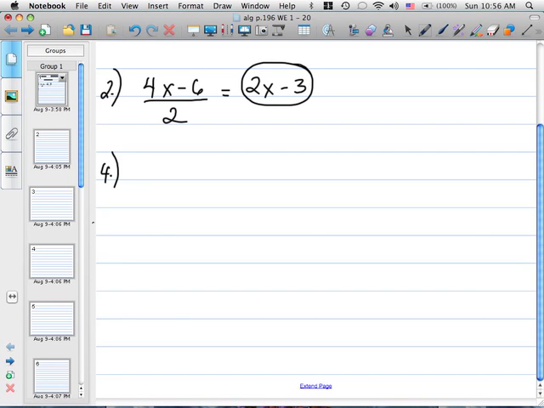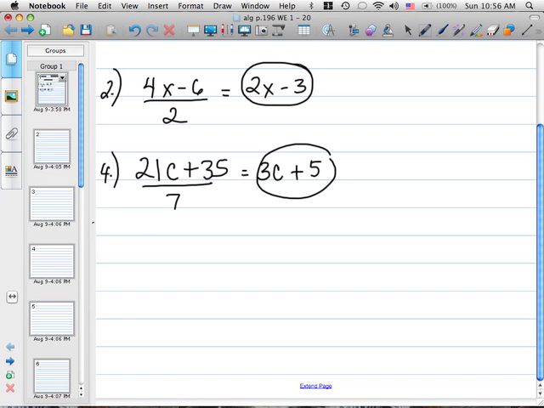Problem number 4, I have 21c plus 35 over 7. 7 goes into 21, 3, and that c stays, and 7 goes into positive 35, positive 5. Number 6, I have 15a plus 25b over 5. Taking each term on top and dividing it by 5. 5 goes into 15a, 3a. 5 goes into positive 25b, plus 5b.